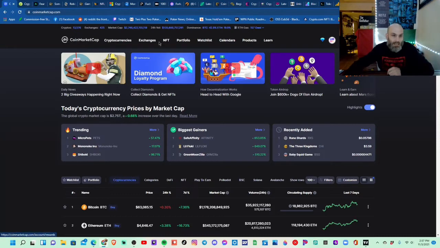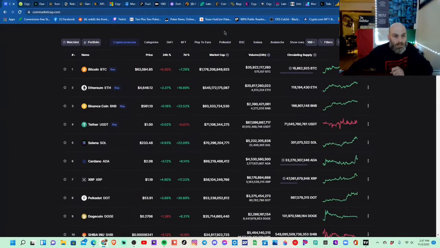We're sitting at a 2.7 trillion market cap, 135 billion 24-hour volume. Bitcoin dominance is sitting at 42%. Ethereum's at 19%.